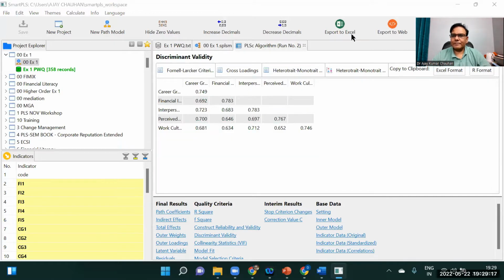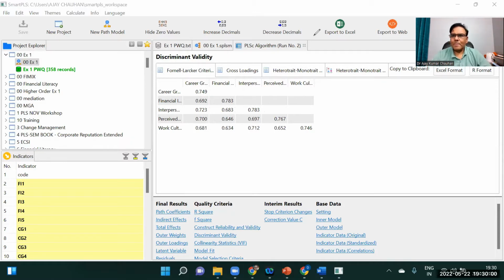Let's say first criteria. In for Fornell-Larcker criteria, the first value is called square root of the AVE, and it should be greater than all other. 0.749 should be greater than 0.692, yes. Greater than 0.723, yes. 0.7, yes. 0.68, yes. Then 0.783 should be greater than 0.683, yes. Yes, yes. 0.783 is greater than 0.697, yes. Yes. Okay. So we can see that our criteria is fulfilled.